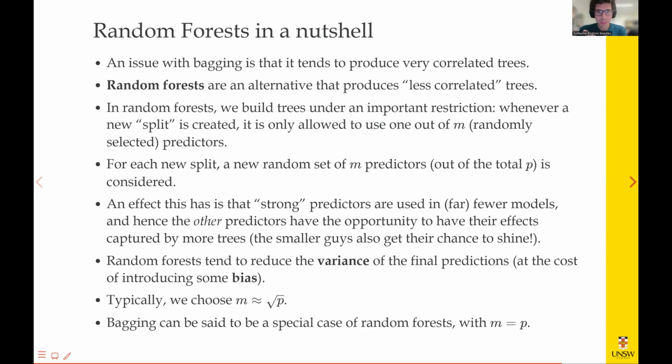Okay, that's the idea. But now, to be clear, once we've made one split in our tree, at the next split, same thing, but we pick a new, completely random set of m out of p predictors, and only according to those m can we make a split. Okay, so that might sound a bit weird. Why do we restrict ourselves so much? The idea is written here.